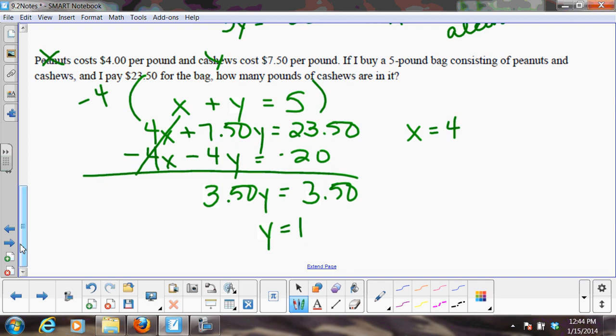That's the last. Is there one more page? No, that is the end. That's the end of this section.